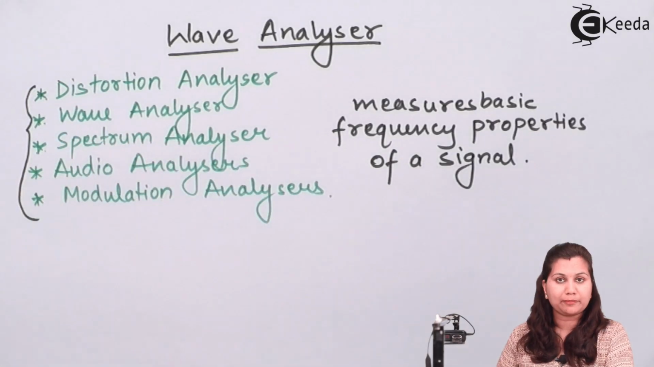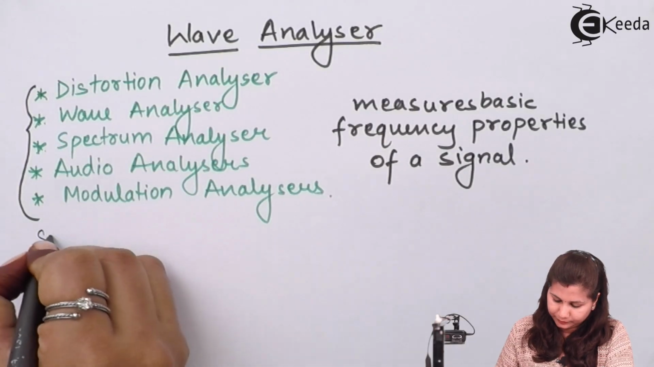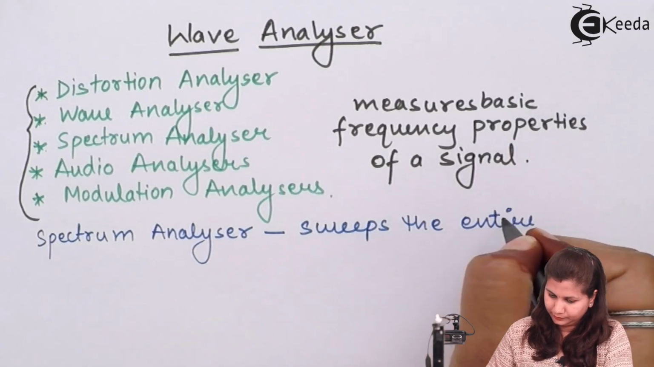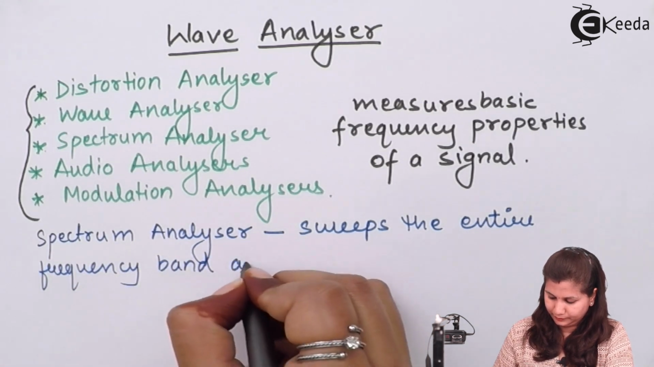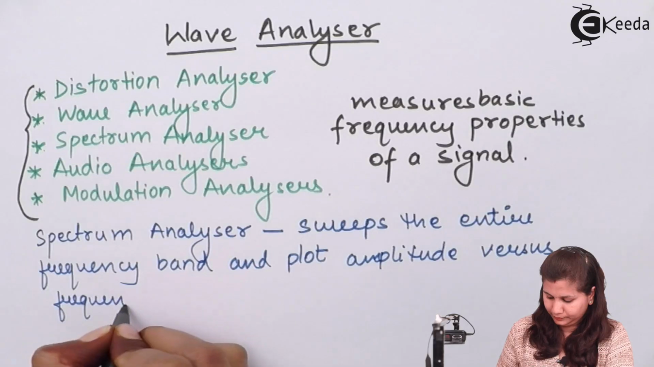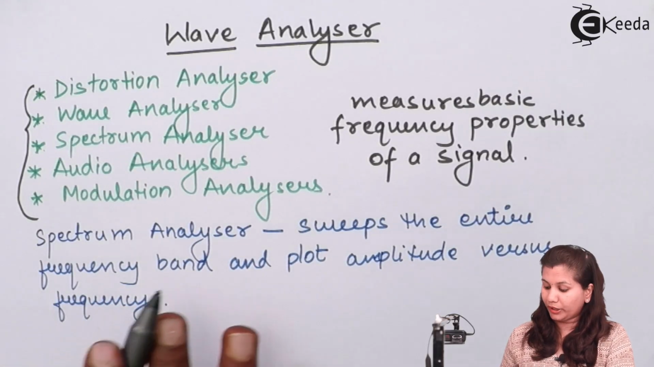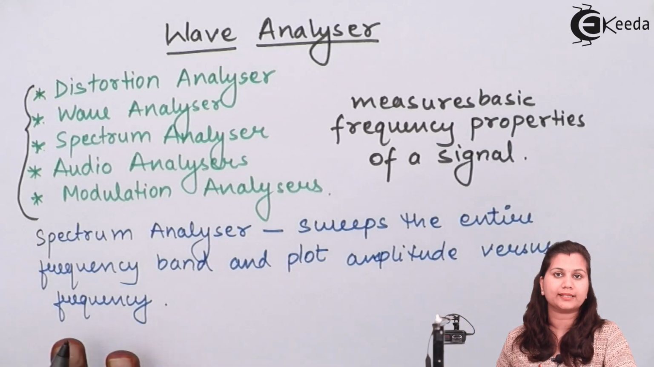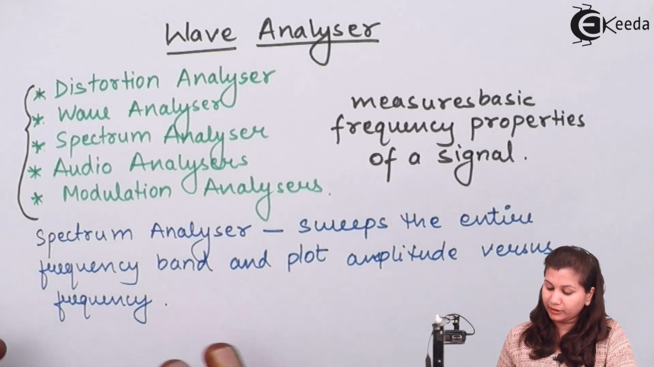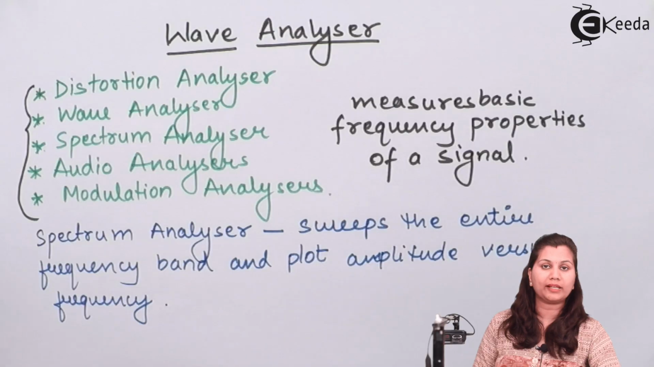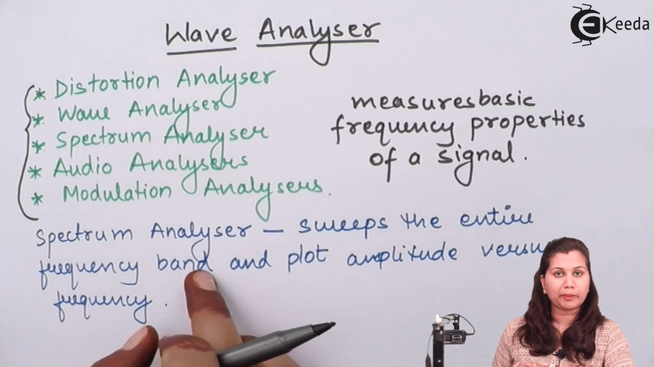For example, we have the spectrum analyzer. The spectrum analyzer is going to sweep the entire frequency band, and it is going to display a plot of the amplitude versus the frequency. So we are measuring the frequency in relation with the amplitude, and we get the plot of amplitude versus frequency over the entire frequency band in the spectrum analyzer.